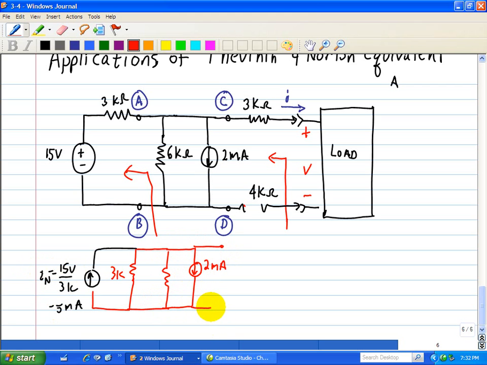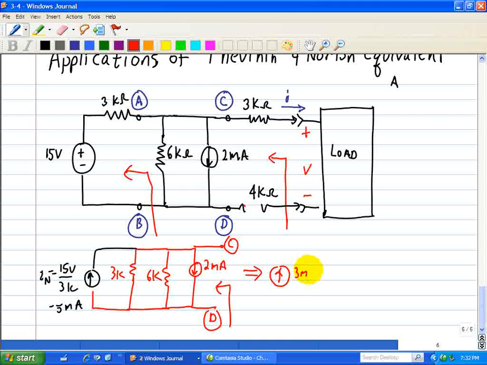So taking this, we have a Norton equivalent. We're going to replace it, so this would be C and this would be D. This is the 6K, and what we have is a Norton equivalent of 5 minus 2 is 3 milliamps. We have a parallel combination, so that's basically an R equivalent of 3K times 6K over 3K plus 6K, and that turns out to be 2K.